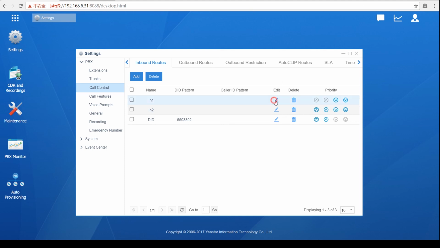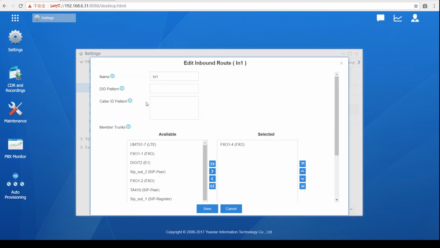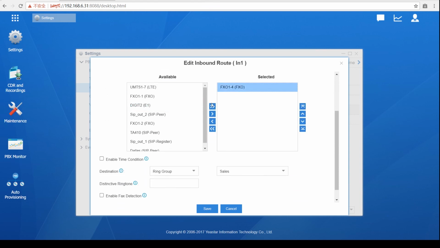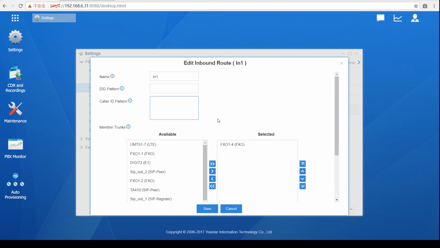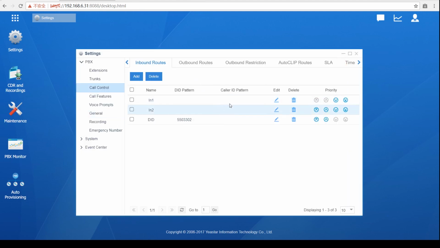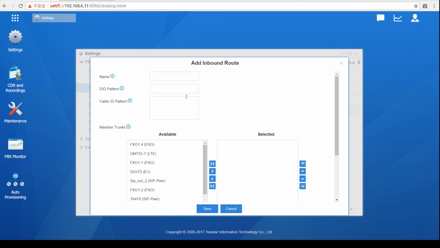And I believe you have already noticed that here we also have a caller ID pattern. Just as the dial pattern in the outbound call routes, the caller ID pattern here defines which numbers will be handled according to this rule. So let's say now we have two inbound routes, and we can just keep them, and we add another special rule for a special number.